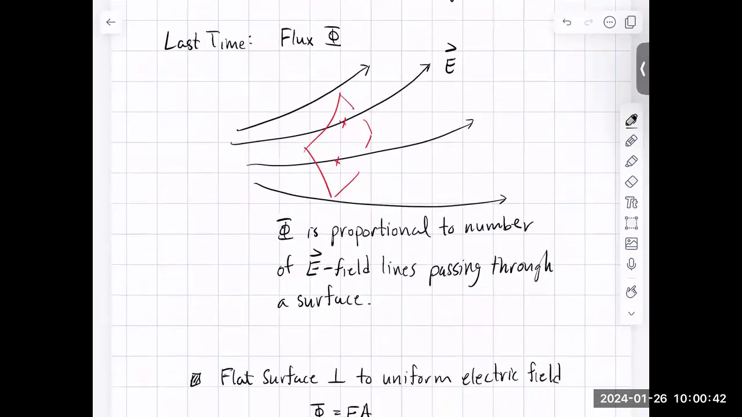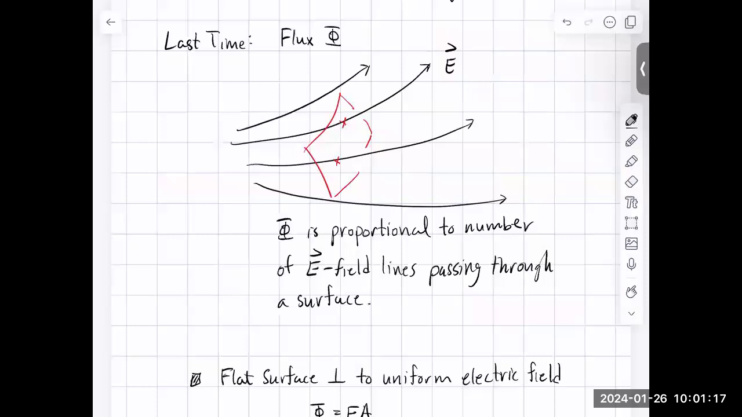Okay, so what we were talking about was this idea of electrical flux, and so we're imagining placing some kind of surface. It could be a physical, real surface, or an imaginary one, but we place it in some region of space where there's an electric field. And what we worked out, or perhaps defined, is that flux is proportional to the number of electric field lines that cross that surface.